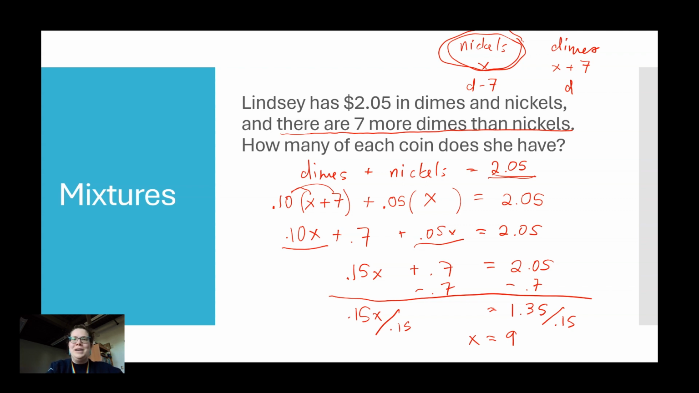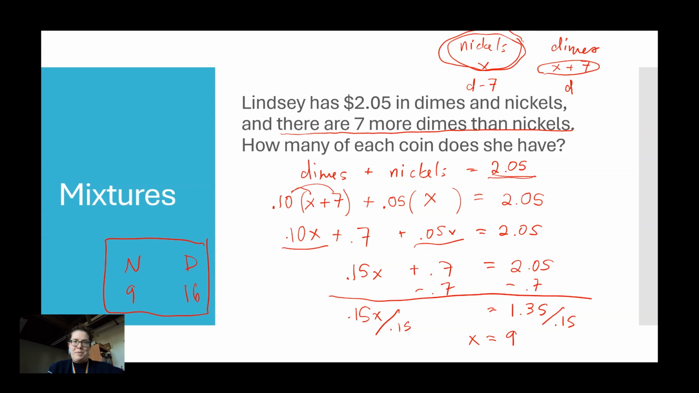It says how many of each coin does she have. So now I know that nickels, there were 9 of them. And for dimes, it's 7 more. So I'm just going to go 9 plus 7 is 16. And that's my final answer.